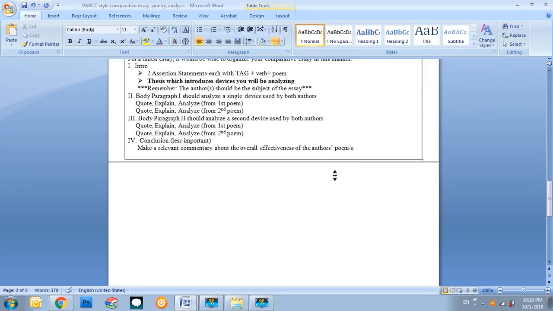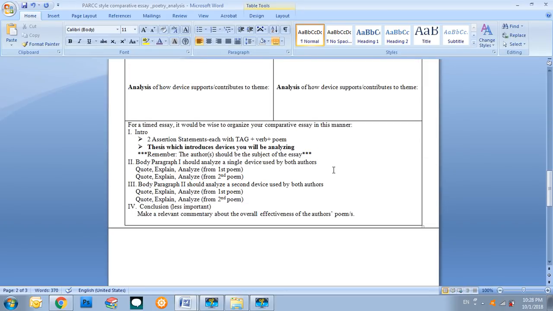If their themes are the same but they use different devices, then it would be a little bit different. But this is just one sample way that you could do this. If you have 3 devices, then you could have 3 body paragraphs, right? So 1 device per paragraph.